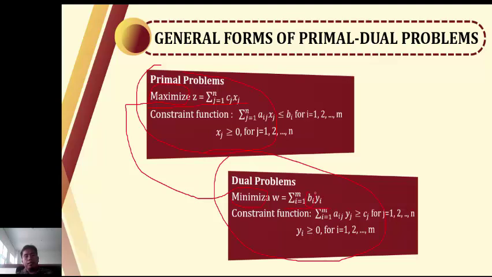You know, b is the right-hand side, or solution, in the primal. However, in the dual, it becomes the coefficient of the objective function, y_i. How about the constraint? It is the constraint in the primal, and this is the constraint for the dual. You can see it is a_ij x_j in the primal, and a_ij y_i in the dual. Okay?